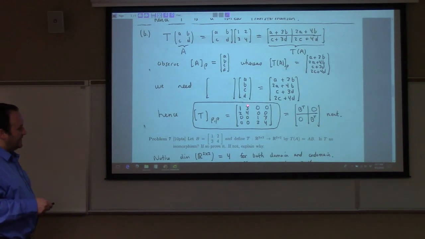Anyway, that gives me this matrix: 1, 3, 2, 4, zeros, and then 1, 3, 2, 4 in the other block, which, by the way, is this: B transpose, 0, 0, B transpose. So.